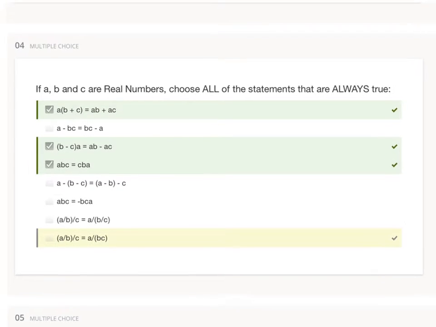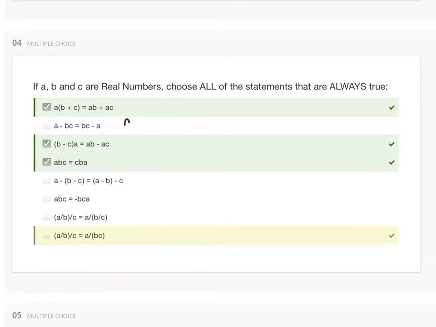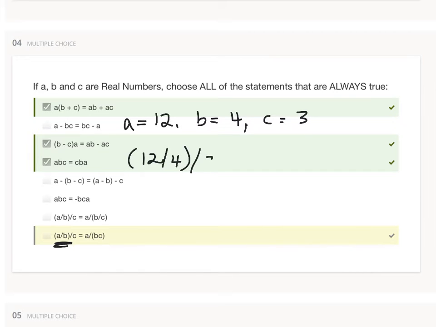So if I think of a as 12, and I'm just picking these numbers randomly, but because they're nice, easy numbers to use. Let's say b is 4 and c is 3. So I'm going to try this first left-hand side. A divided by b, so that would be 12 divided by 4, and the parentheses there tell me to do that first, and then divide by c, so divided by 3, that would give me 3 divided by 3, which would be 1.